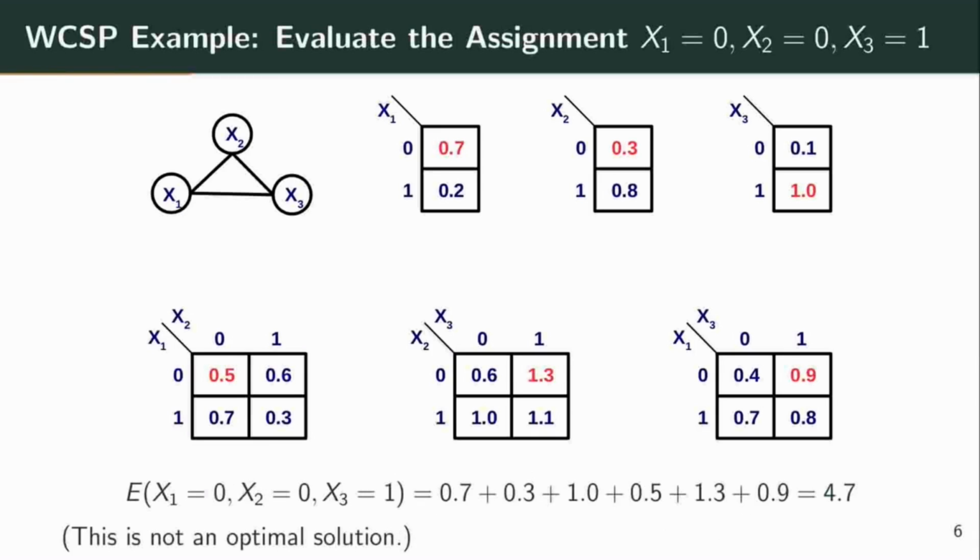So here's an example to evaluate the assignment x1 equal to 0, x2 equal to 0, and x3 equal to 1. Since x1 equal to 0, this constraint takes the weight of 0.7, and since x2 equal to 0, this constraint takes the weight of 0.3, and since x3 equal to 1, this constraint takes the weight of 1.0. Similarly, for the binary constraints, since x1 equal to 0 and x2 equal to 0, this constraint takes the weight of 0.5, and since x2 equal to 0 and x3 equal to 1, this constraint takes the weight of 1.3, and similarly this constraint takes the weight of 0.9. We add up all these weights together, and then we have the total weight for this assignment.